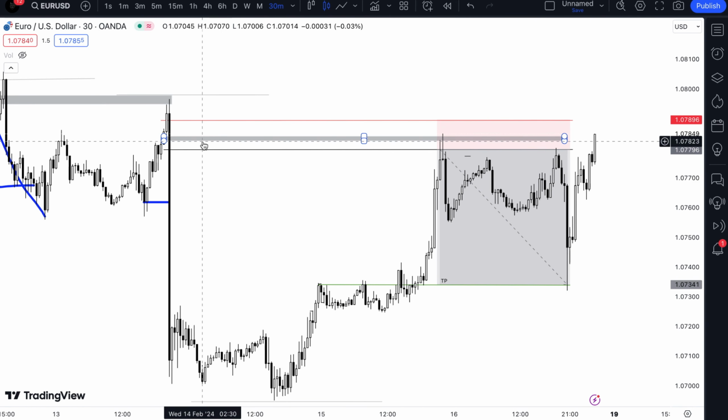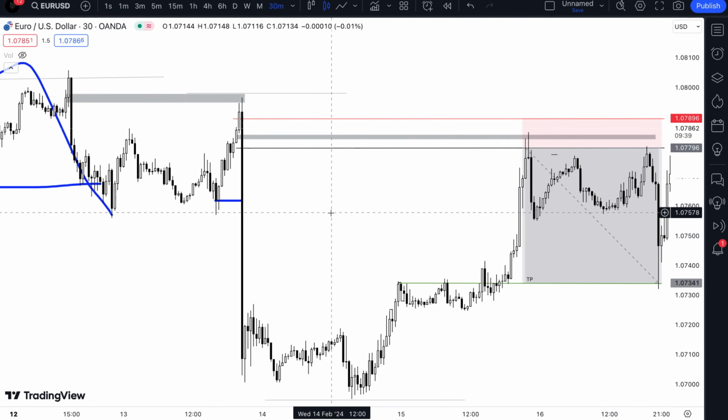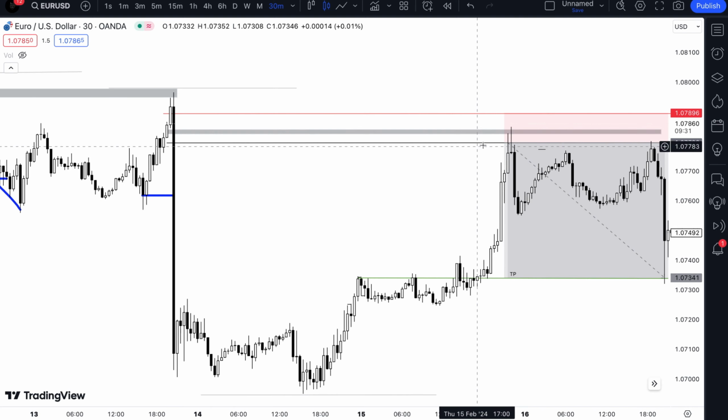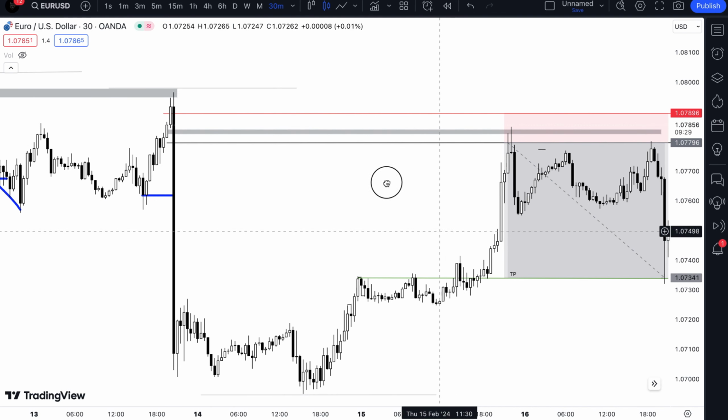This gray box here was my original entry, but I wanted to enter early, because when price leaves these giant gaps, sometimes I'll enter early. So basically I entered at this black line here, and the stop loss was this red line, and price came into my entry.